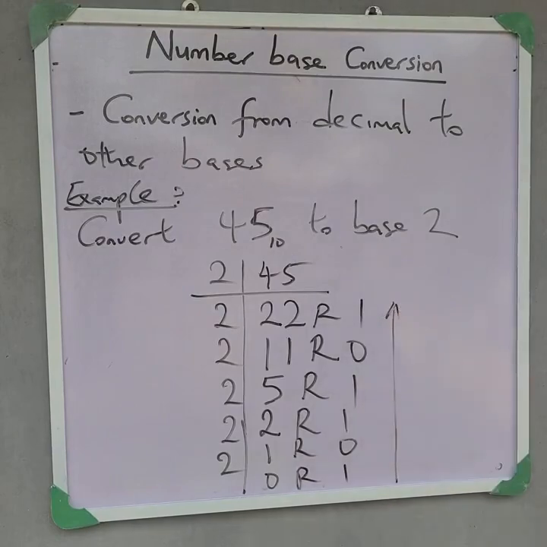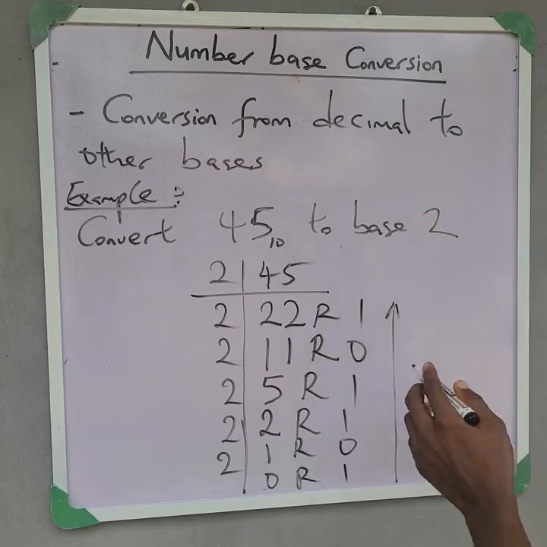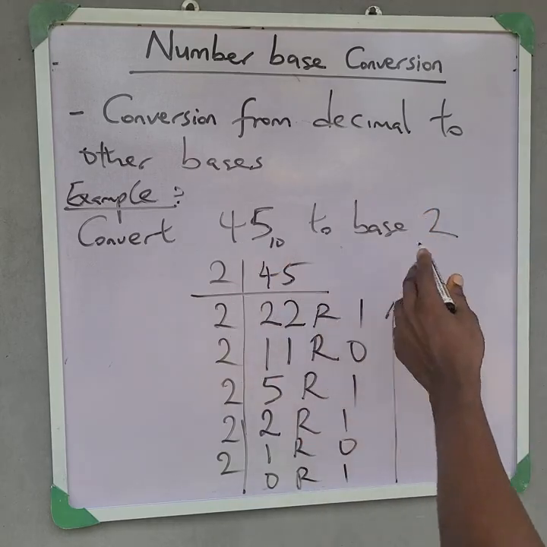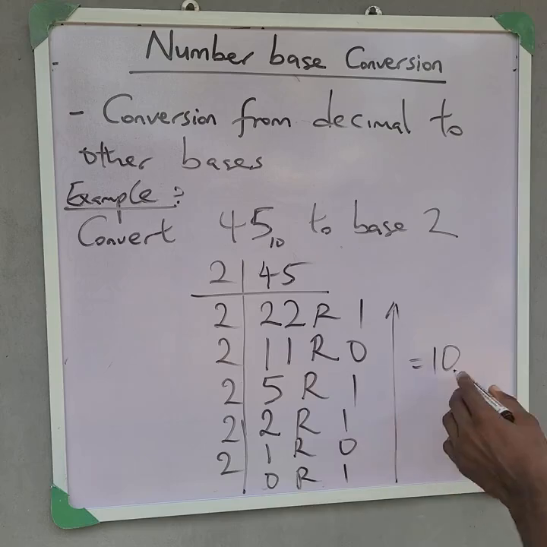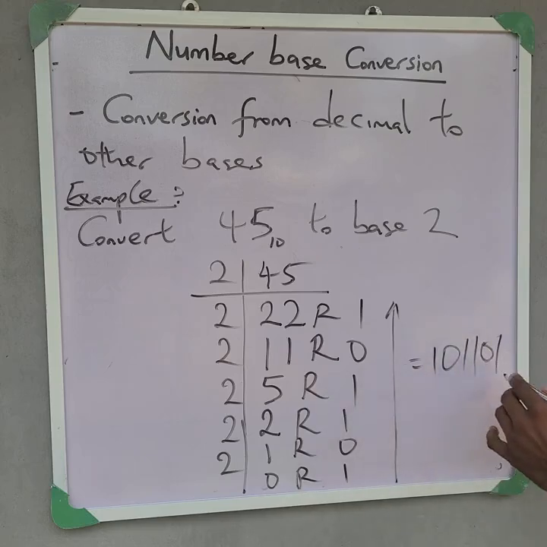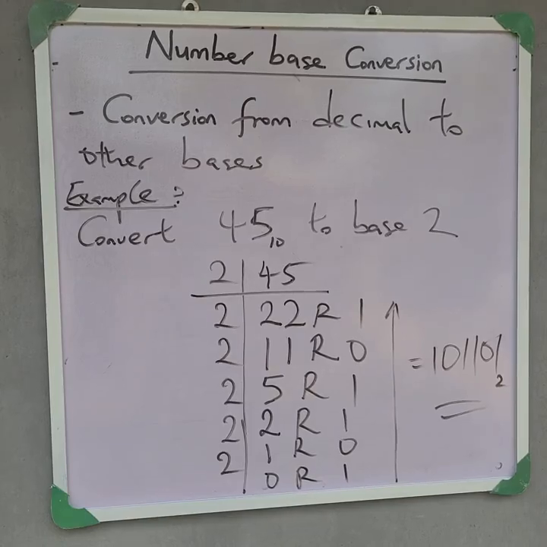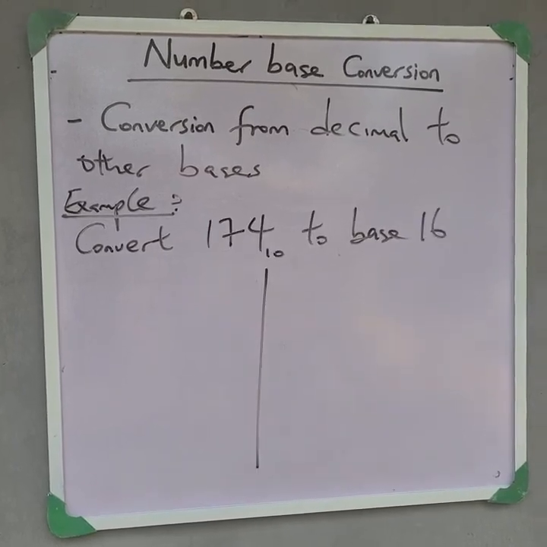Then you pick your answer, counting from down upward. All right, so converting 45 to base 2 is equal to 101101 in base 2. So this is 45 in base 10 to base 2, and we are having it as 101101 in base 2. So let's look at another example.